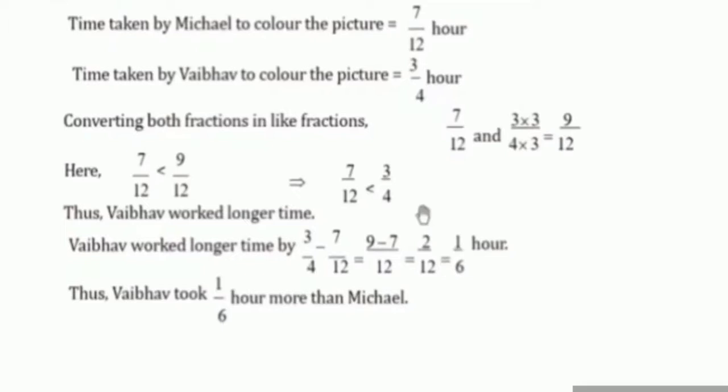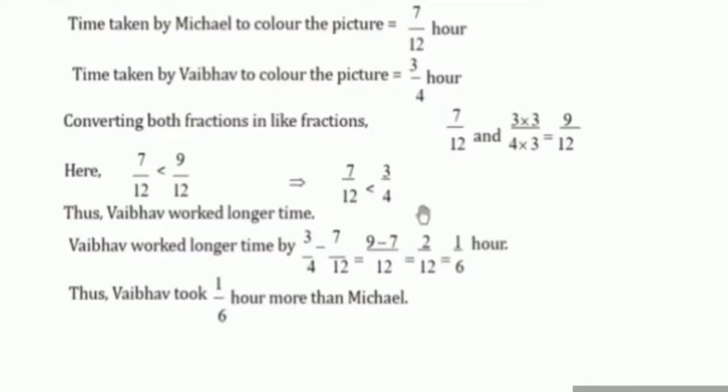So easily we can compare, this 9 upon 12 is greater than 7 upon 12. It means 3 upon 4 is greater than 7 upon 12. So Vaibhav worked longer time, and Vaibhav worked longer by 3 by 4 minus 7 by 12. 3 by 4 means 9 by 12. So 9 minus 7 is 2, means 2 by 12. So we can write 1 by 6 hours. So Vaibhav took 1 by 6 hour more than Michael.